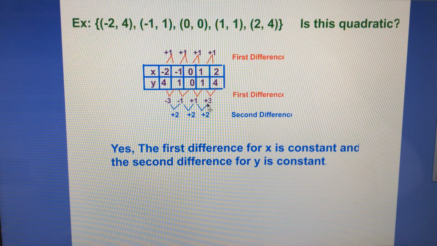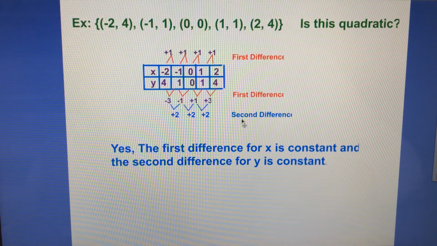So let's try second difference. I go down to second difference, and yes, I have a constant second difference. Therefore, yes, these coordinates will create a quadratic function.